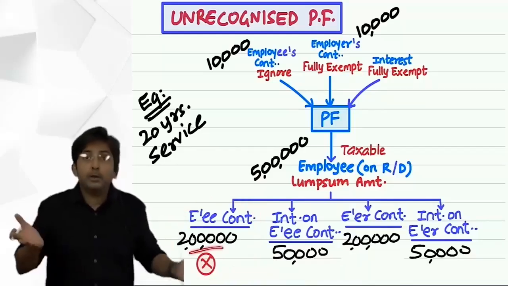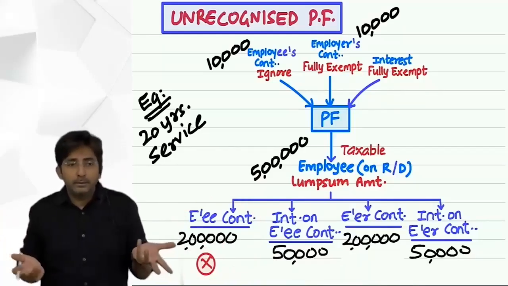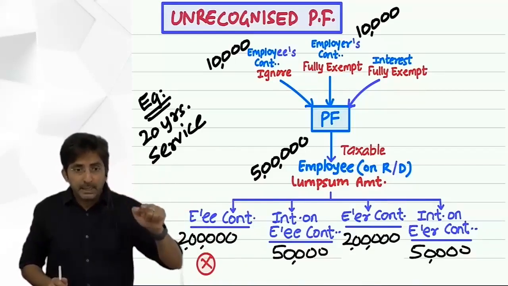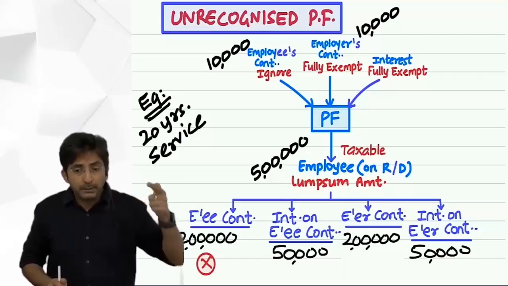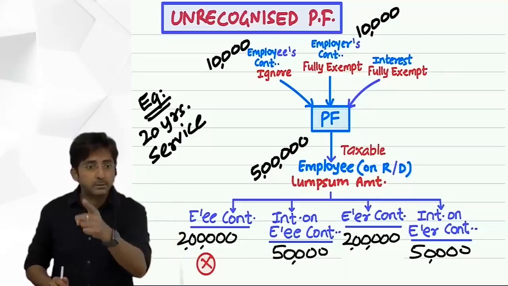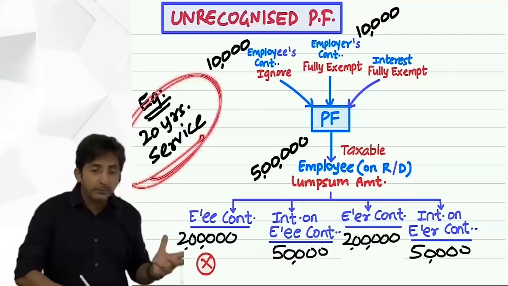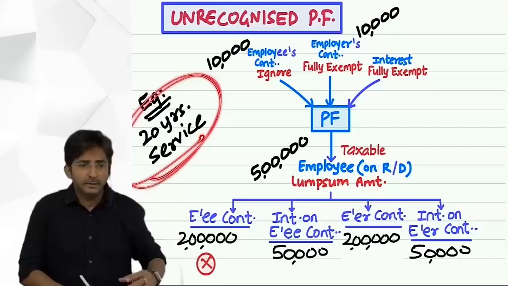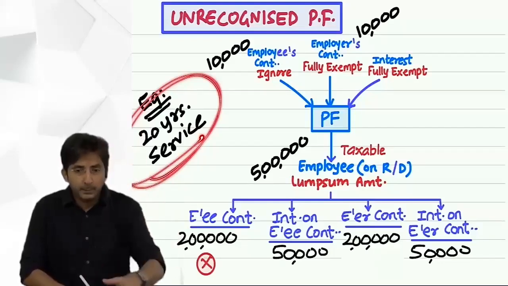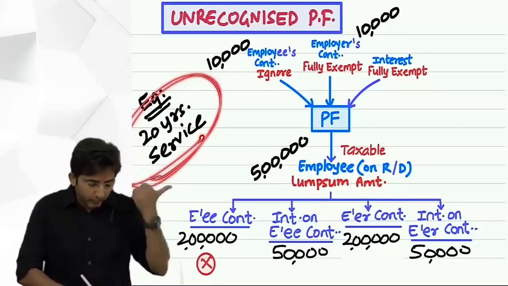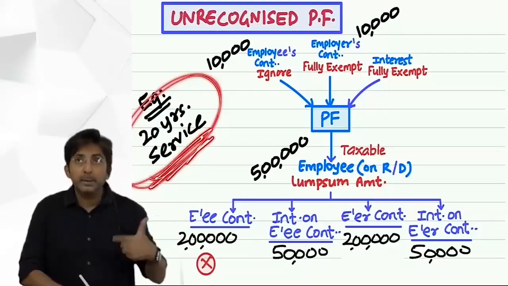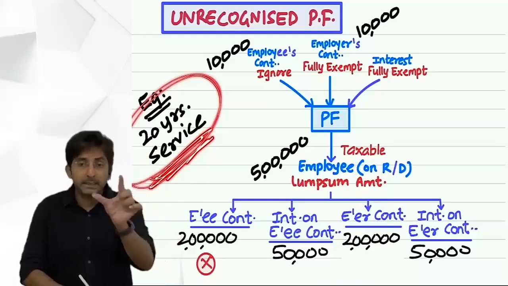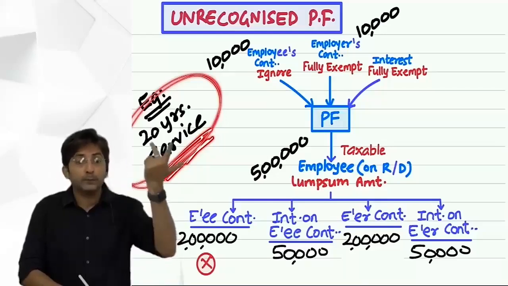Because where did the employee's contribution come from? It was deducted from your basic salary, and basic salary, year to year, was taxed on a gross basis. So in his 20 years of service, he might have prepared the statement 20 times. The statement which you prepare is prepared on a year-to-year basis. So in his 20 years of service, he might have prepared the statement of salary 20 times. And in every year, basic salary had come at the gross figure.